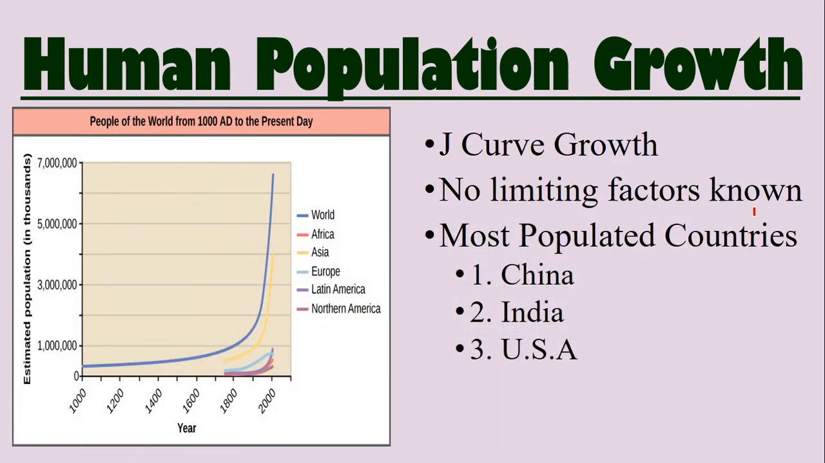Now, the human population, we grow as a J curve. We grow like there is no limiting factors because we don't really know if there are limiting factors for us right now. The most populated countries as of May 21st, 2020 are China, followed by India, then the United States. We're number 3 in most populated countries.